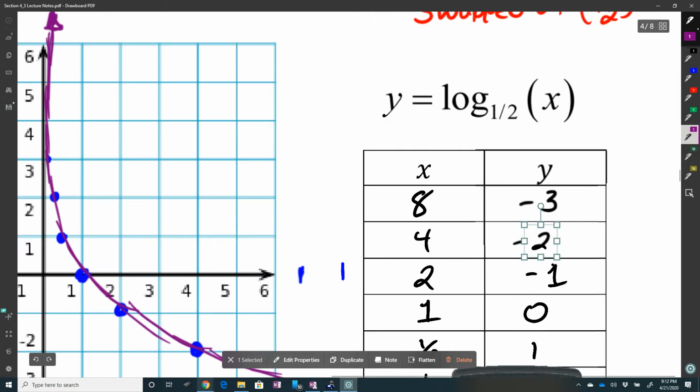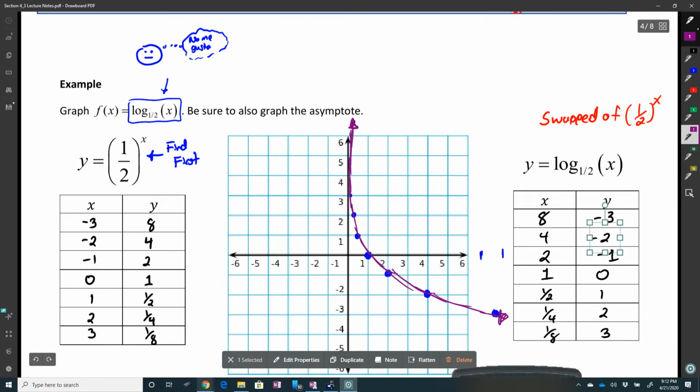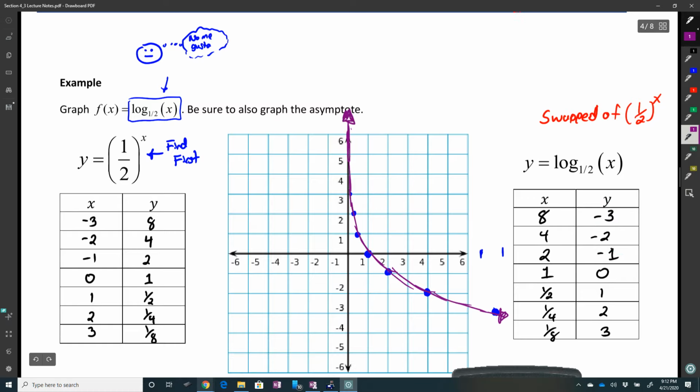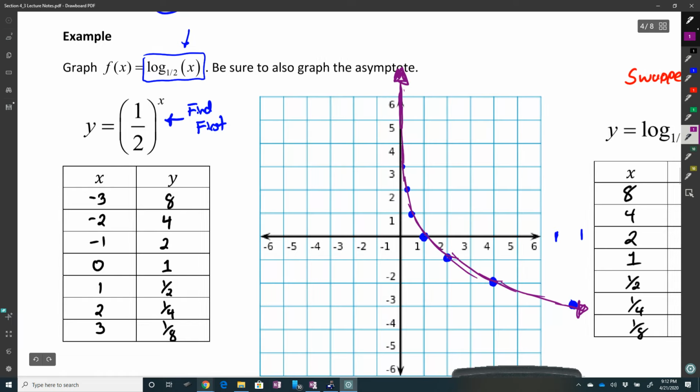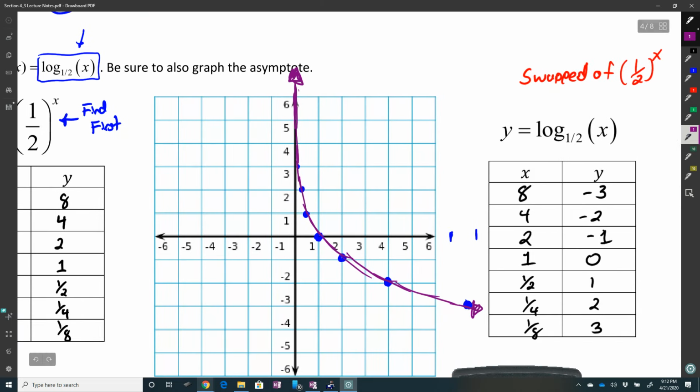And the way I drew it, I kind of make it look like it's hooking. It doesn't. It actually blends in with the axis. It gets so close to the axis that you can't tell, just like the exponentials did with the horizontal asymptote. All right, there you go. That's my graph. So whenever you see a log, graph the exponential first, flip the values, and that's how you create your graph.